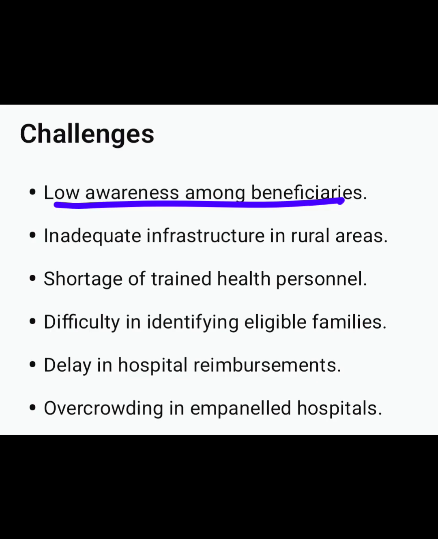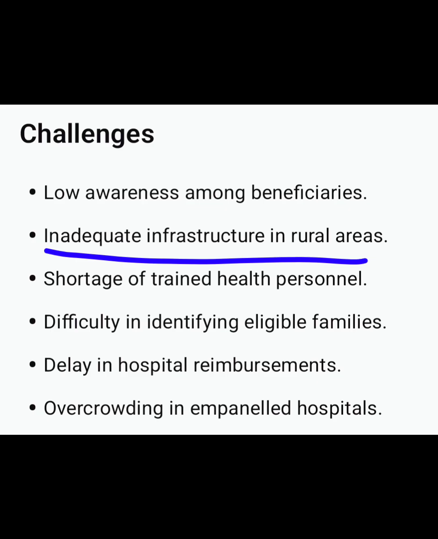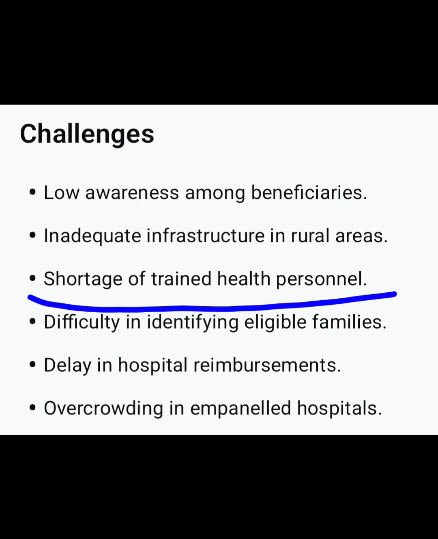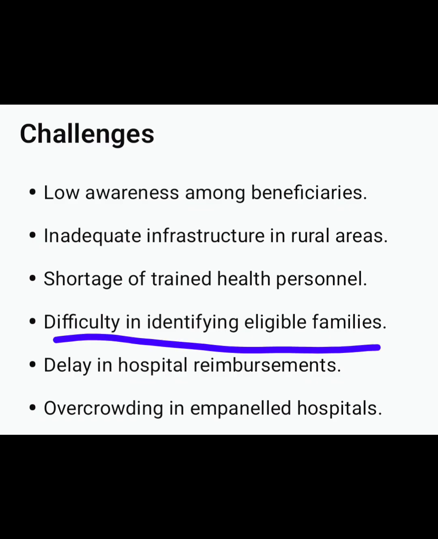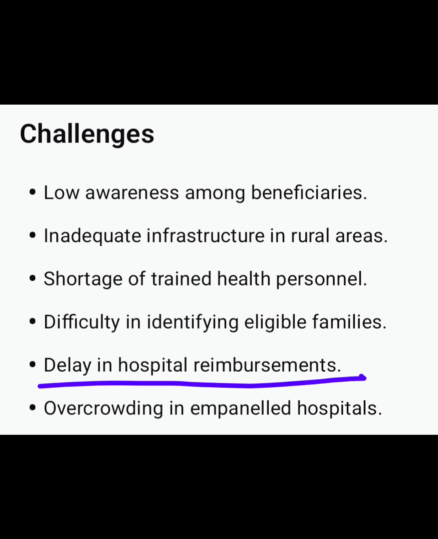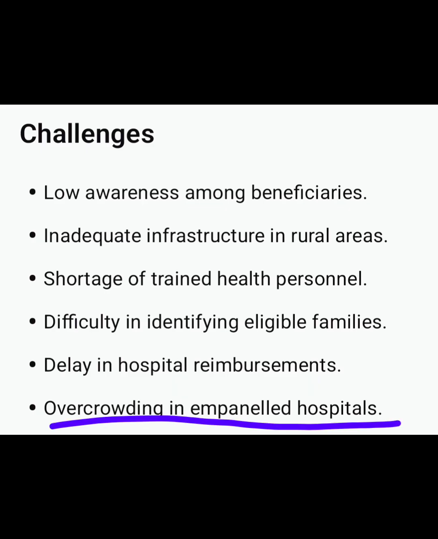So what are all the challenges? Low awareness among the beneficiaries, so we have to give more awareness, and then inadequate infrastructure in the rural areas, and then shortage of trained health personnel, so the personnel have to be trained properly. Difficulty in identifying the eligible couples, so many rules and regulations are given under the urban, so all that we have to identify. And delay in hospital reimbursement, and then overcrowding in empaneled hospitals. So these are all the disadvantages there. So we have to take up these challenges and overcome them in order to implement this program.